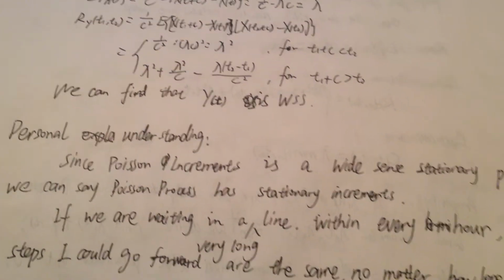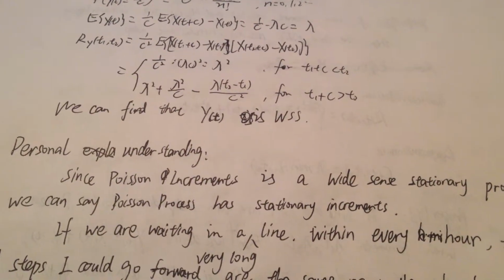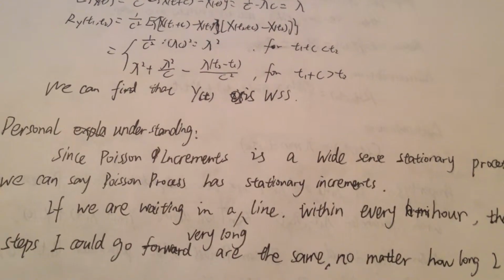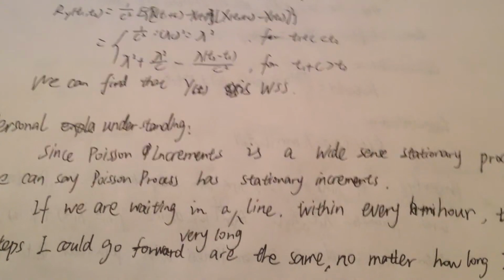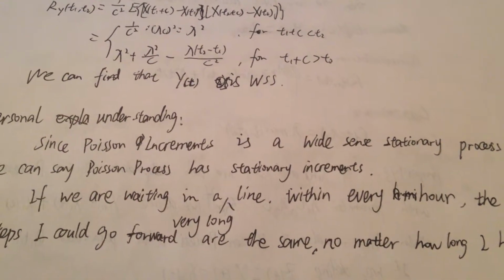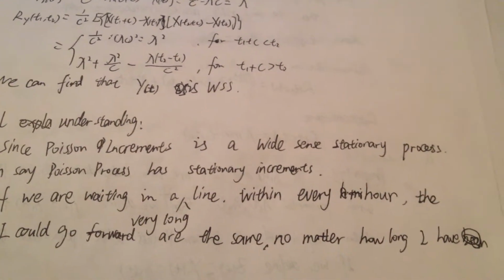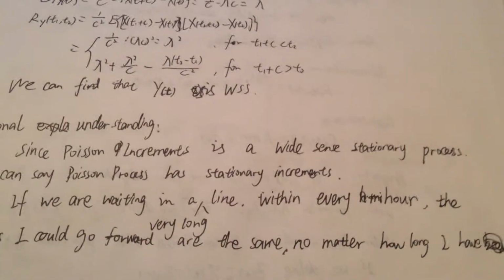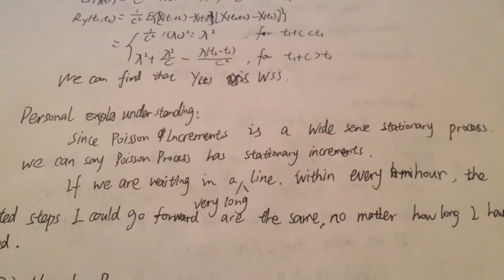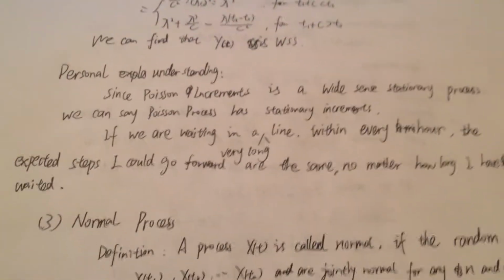Since the Poisson increment is a wide-sense stationary process, we can say that the Poisson process has stationary increments. It's like waiting in a very, very long line, like people waiting outside a store on Black Friday. Within every hour, the expected number of steps I can go forward is the same, no matter how long I have waited.